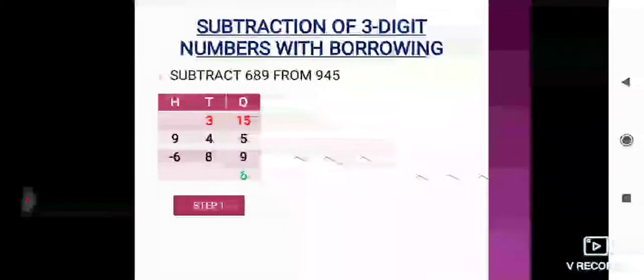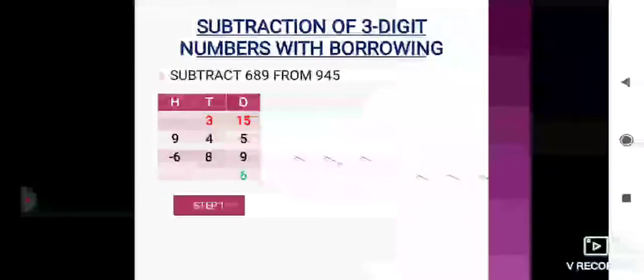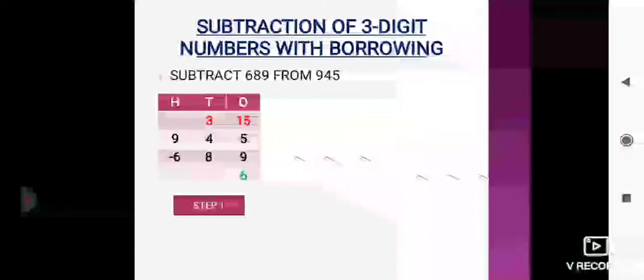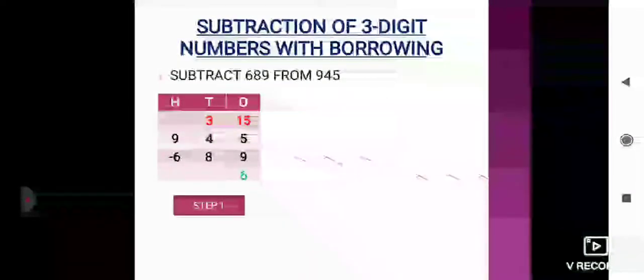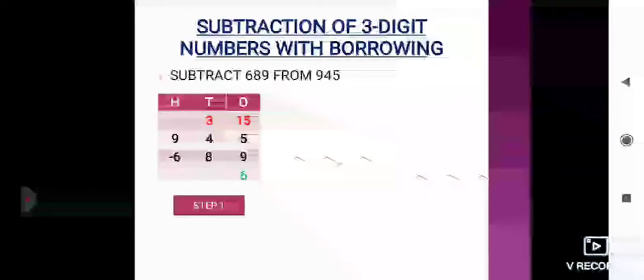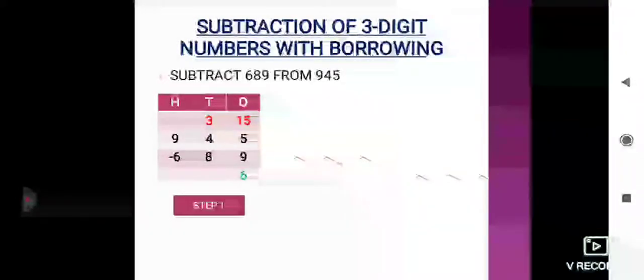The very first thing which you have to do is arrange the numbers. Arrange the numbers at ones, tens and hundreds place. In subtraction, you will always write the greater number on top and the smaller below. Arrange the numbers properly and start subtracting from the ones place. At the ones place you have 5. 5 is smaller than 9. So 5 will borrow from the digit which is at the tens place.